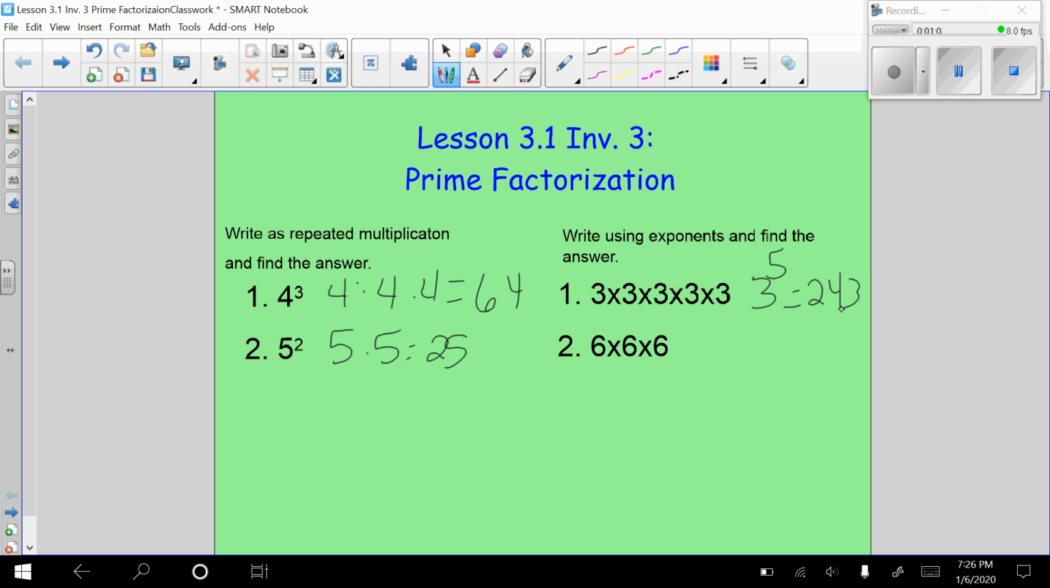The next one is 6. 6 is the base number. How many do I have? 3. 6 to the third power equals 216.